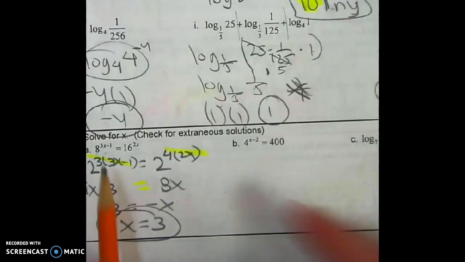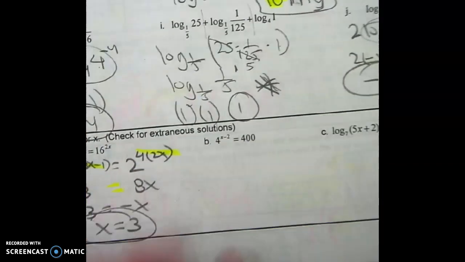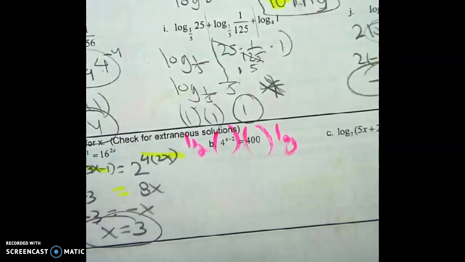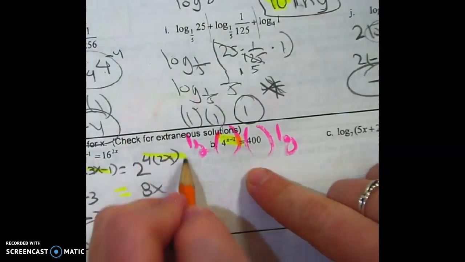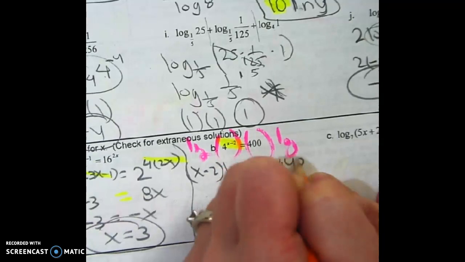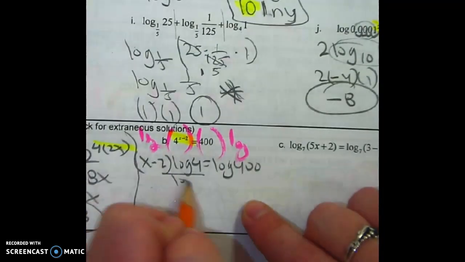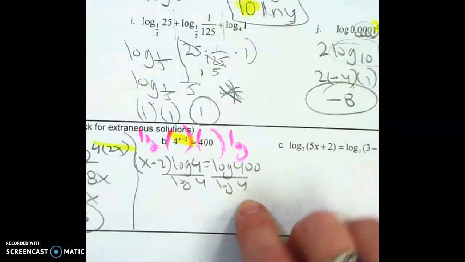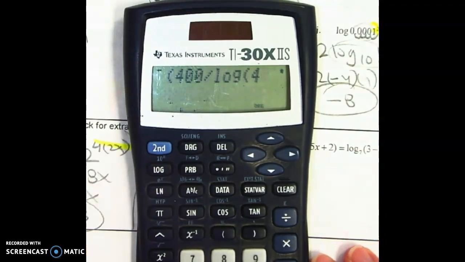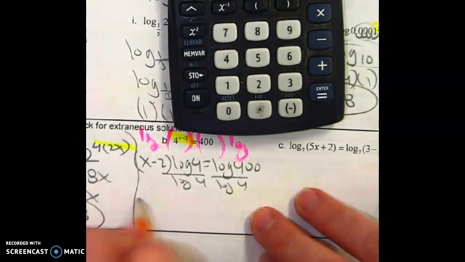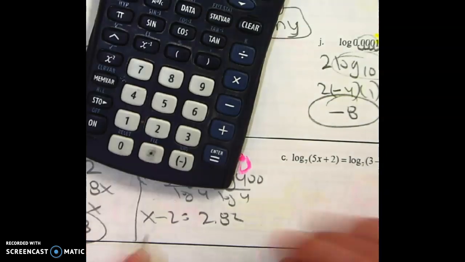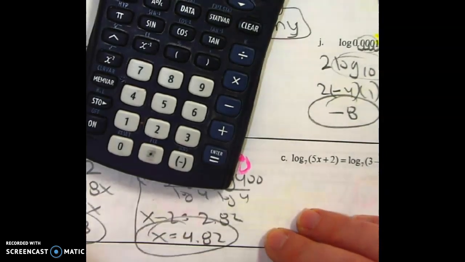All right. Now the difference between these two is I cannot make the bases the same. Because I cannot make the bases the same, I have no choice. I have to log both sides. Little turns big. I'm trying to solve for x, so I divide by log 4. I get my calculator. $2.82. Add 2. 4.82. I knew that. Now, let's say you go, I don't believe you.